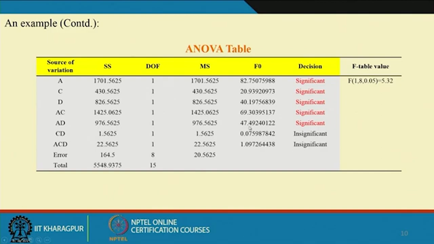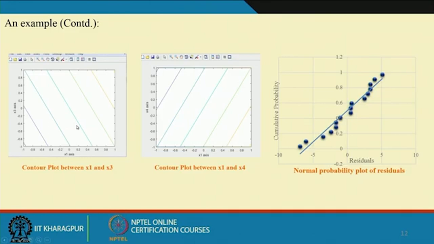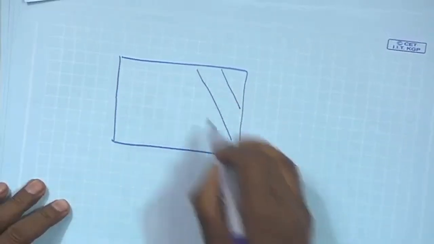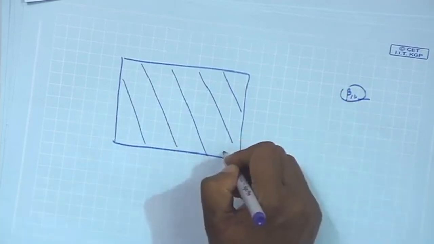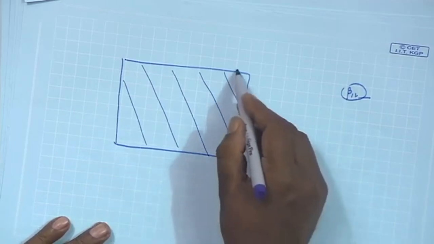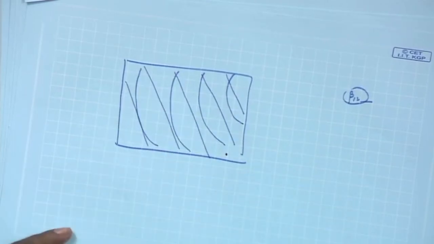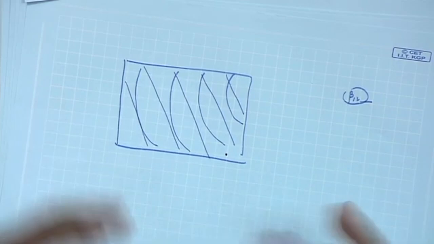If you see AD and AC, they are significant, but AC means x3 and AD means x4. In this plot we are talking about x1 and x4, keeping x3 constant. But because of interactions, if we go for other options, we may find a curvature, some kind of curvilinear plot also. What I mean to say is that this kind of plot represents that there is no interaction term like beta 1,2. But in this case, from the data we got this, whereas many times you may get a curved plot like this, and that is when the interaction effects are significant.